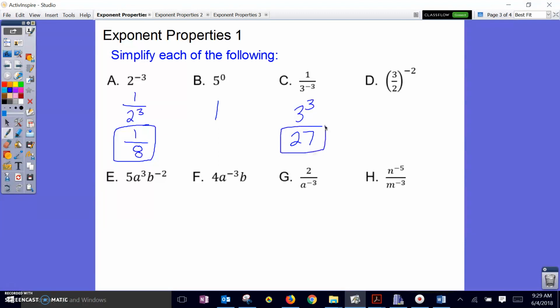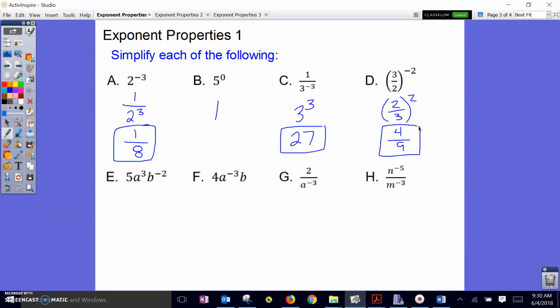Part D, we've got 3 over 2 to the negative 2. So we're going to flip that fraction and make the exponent positive. And this says 2/3 to the 2nd power, which means 2/3 times 2/3. We multiply 2/3 times 2/3. We get 4 over 9. 2 times 2 over 3 times 3.